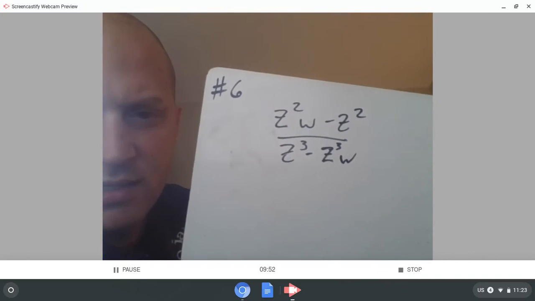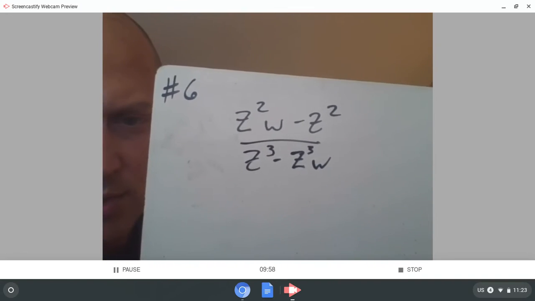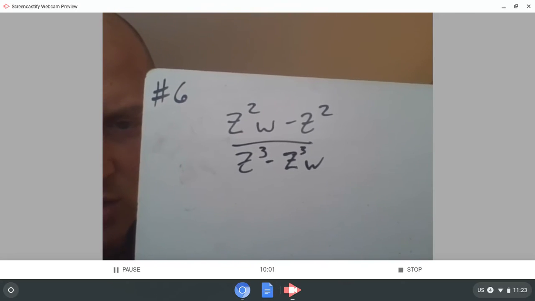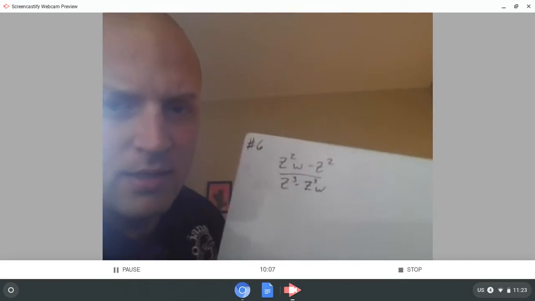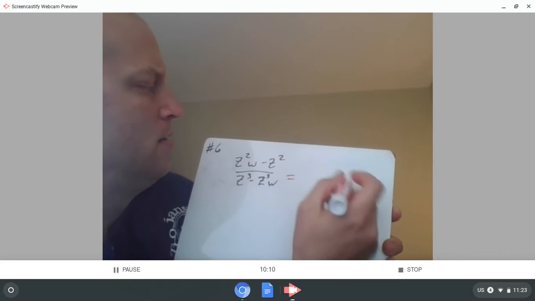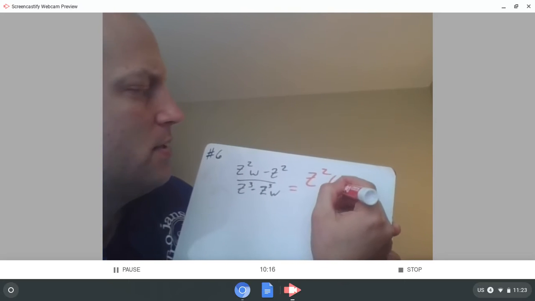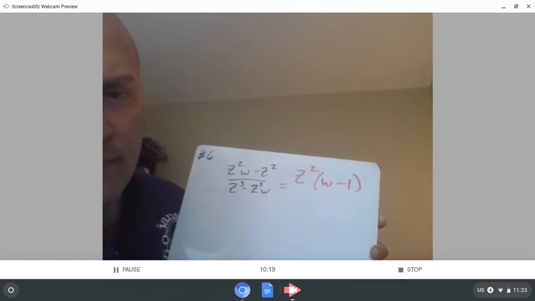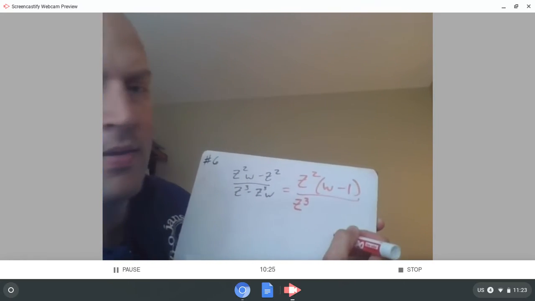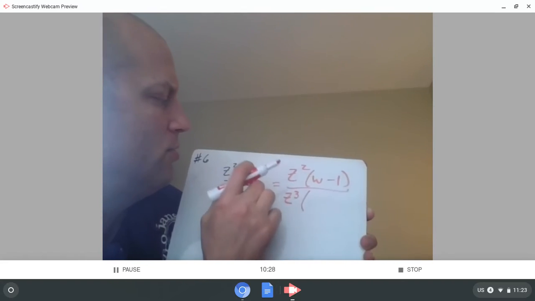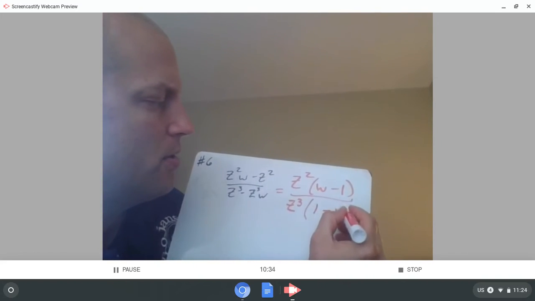Next, number 6. Do you see some GCFs here? Those are my z's, guys. That's z squared w minus z squared all over z cubed minus z cubed w. Those are my z's because they look like 2's. All right. So GCF, what do you guys see? Take out a z squared. Now, I'm left with two terms. I have w and then minus 1. On the bottom, take out a z cubed. And now I'm left with two terms. So you got to have a placeholder here. z cubed divided by z cubed is 1 minus w.